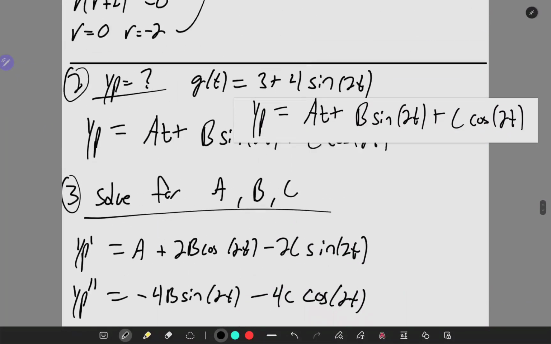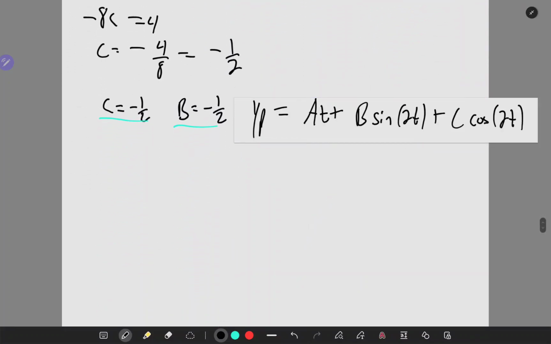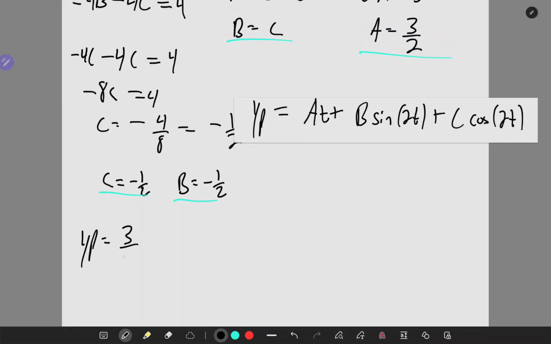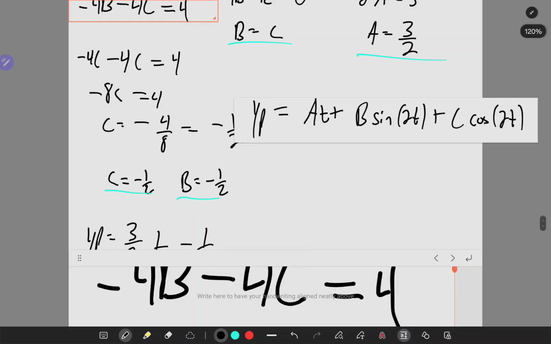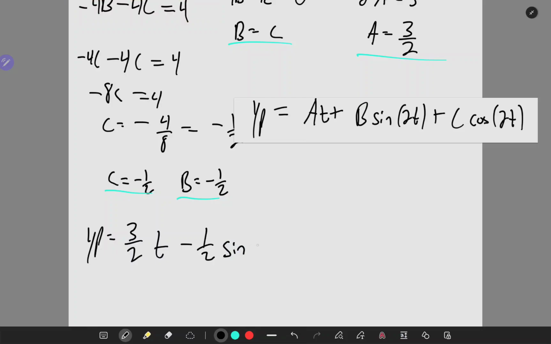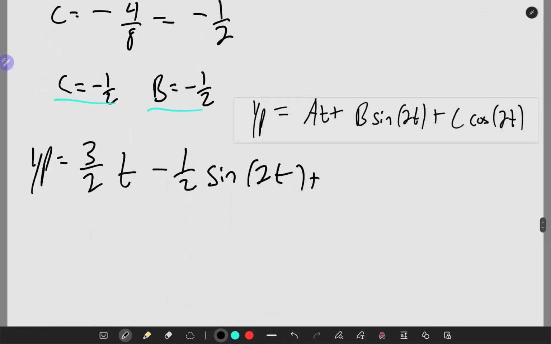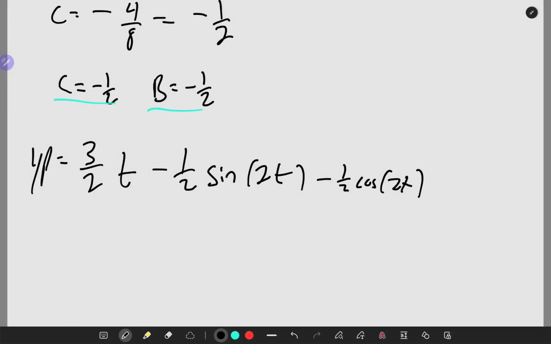We're now, what step are we on? So that was 3. Yep, so now this is the end of this step. So y sub p is equal to 3 halves times t plus minus 1/2, sorry, sine of 2t plus minus 1/2 cosine of 2t. Let me just make sure that this is correct. Yep, this is correct. This is our y sub p.